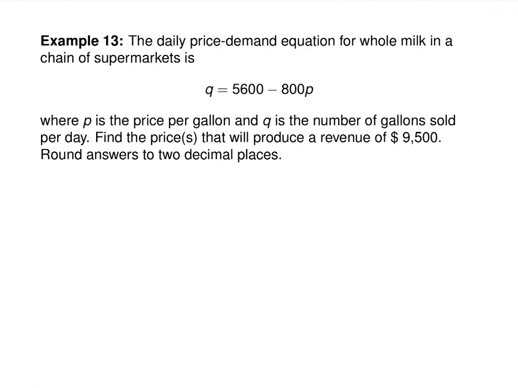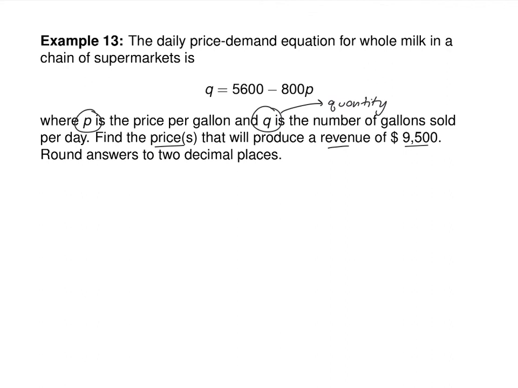And so a lot of it involves equations like this. We're going to use this equation to do something different. So this is a price demand equation for whole milk in a chain of supermarkets. P is the price per gallon. Q is the number of gallons sold. Find the prices that will produce a revenue of $9,500. So why do you think they use Q? What word are they thinking for that? Quantity. Which is not given, so how are we supposed to find this?